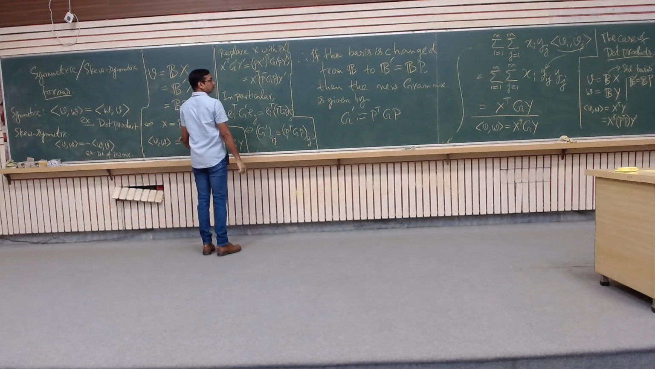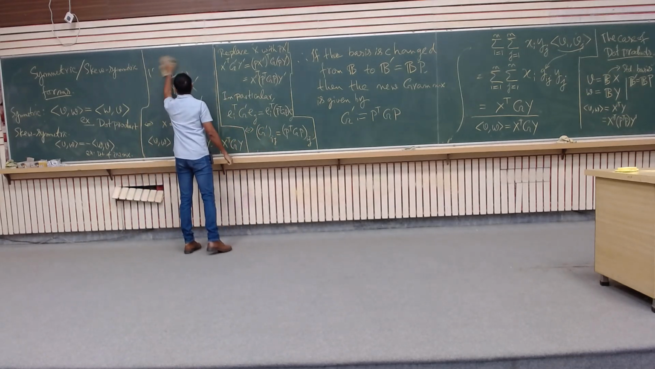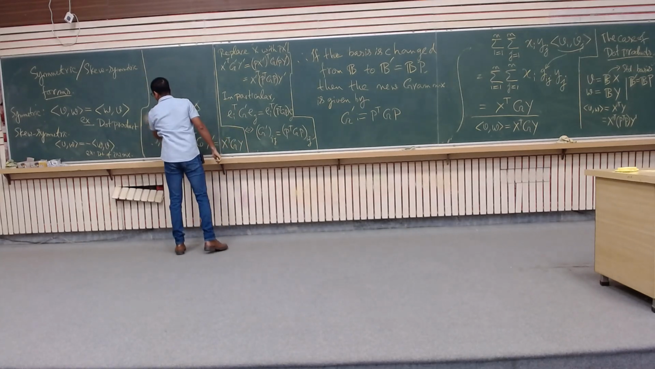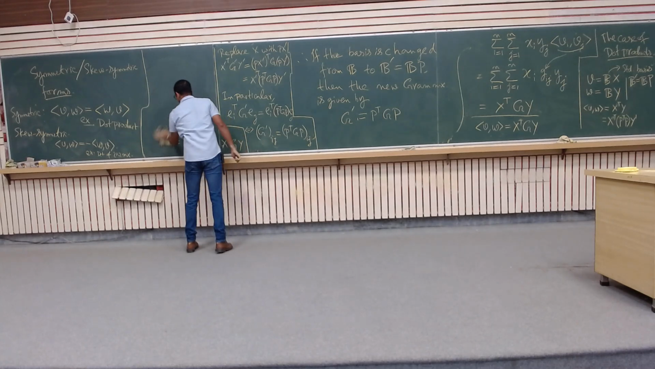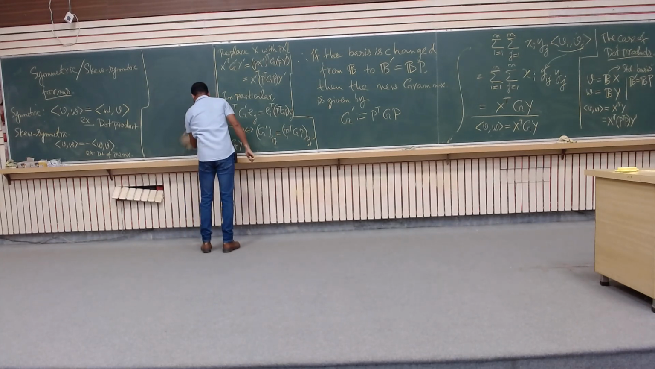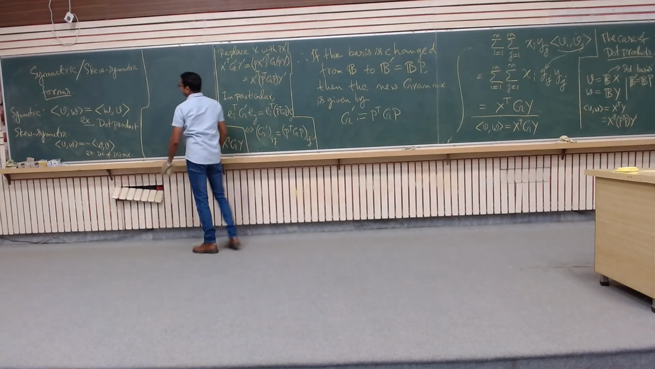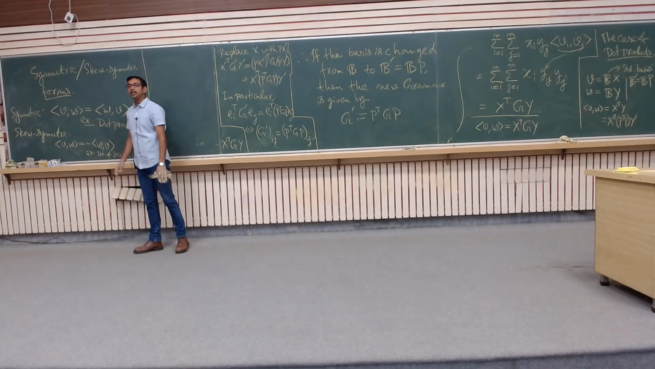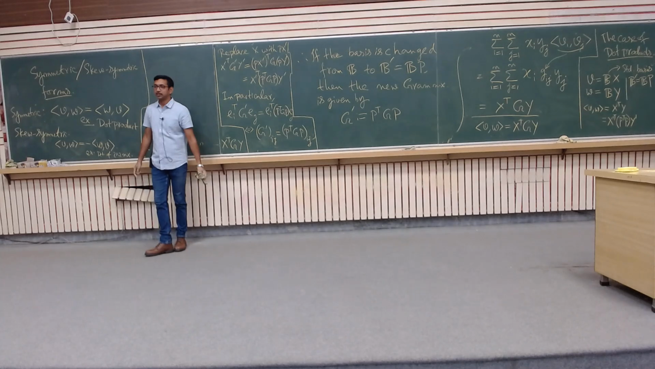Okay. Now let's clear up some part. Now we are going to prove a brief proposition, that is, a form is symmetric if and only if its gram matrix is symmetric.